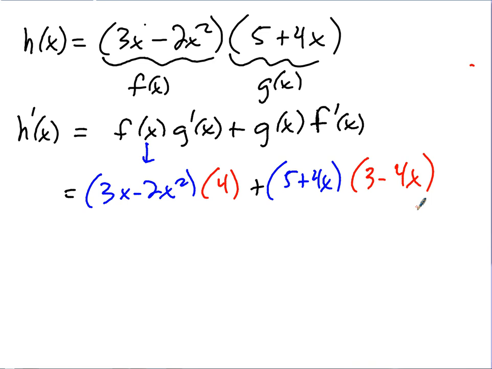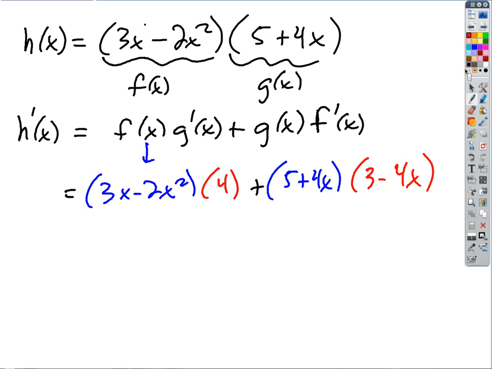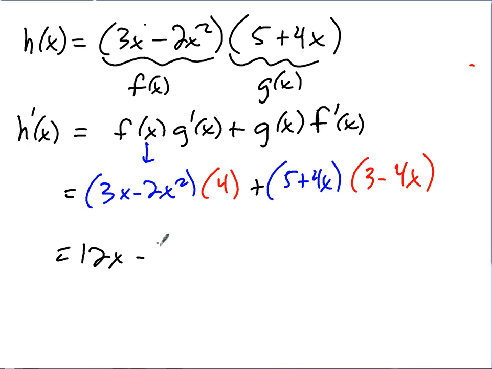What do we get? If I distribute the 4 down here, what do I get from that first? Minus 8. Plus, I've got to FOIL this, so 15 minus, what's that, minus 20x plus 12x is what?